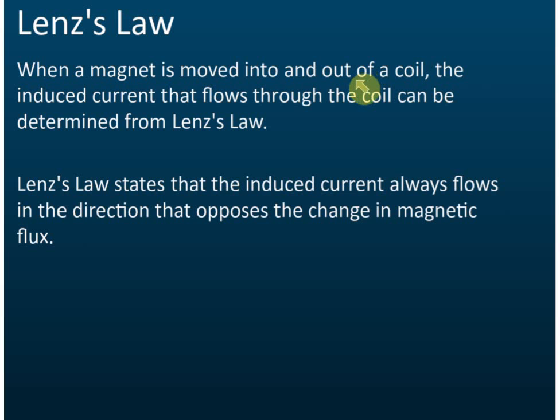Lenz Law, as I told you just now, is used to determine the directions of the current, right? But if you read this Lenz Law, you will find that it's quite hard to understand. Lenz Law states that the induced current always flows in the direction that opposes the change in magnetic flux. So what does this mean?